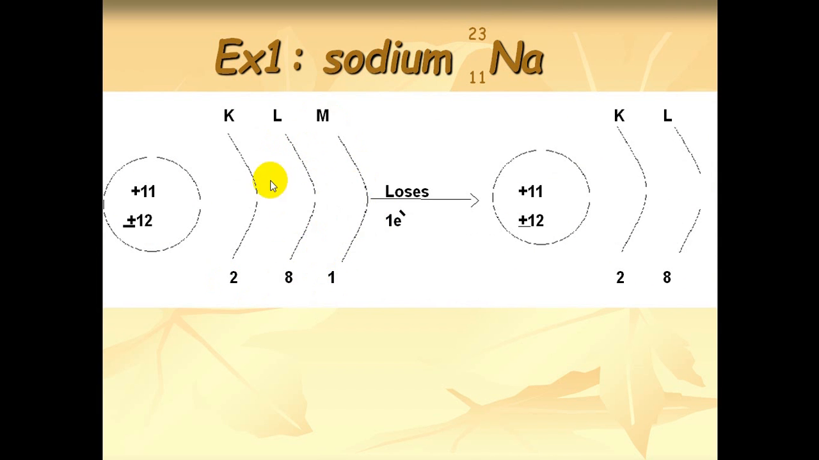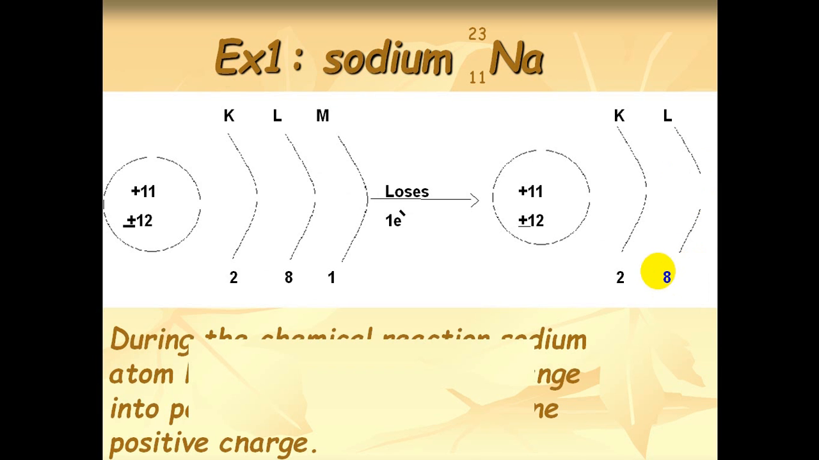In this case, the sodium will lose 1 electron, the valence electron in the outer shell, and will have only 2 shells, the first one with 2 and the second one with 8 electrons. And in this case, sodium is very stable. It will be better for sodium to lose 1 electron. So metals, as we said, lose electrons.